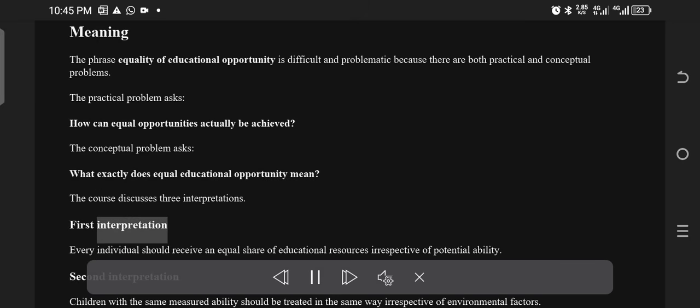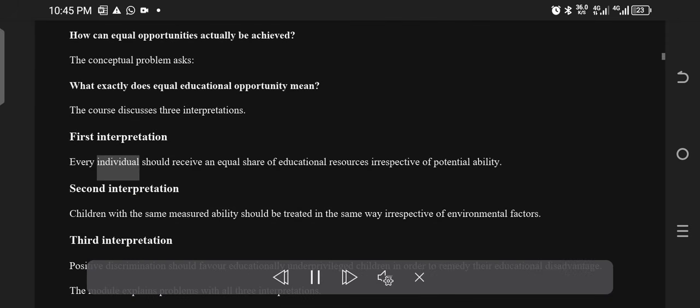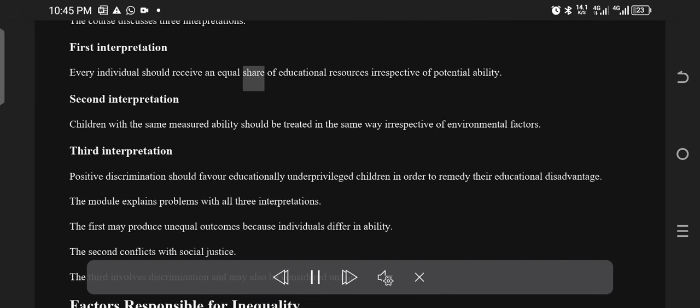First interpretation. Every individual should receive an equal share of educational resources irrespective of potential ability. Second interpretation. Children with the same measured ability should be treated in the same way irrespective of environmental factors. Third interpretation. Positive discrimination should favor educationally underprivileged children in order to remedy their educational disadvantage.